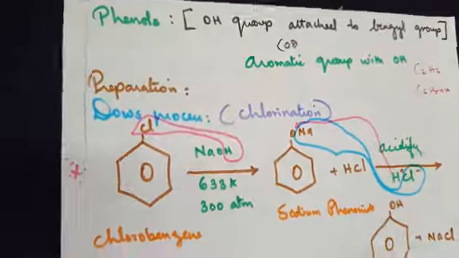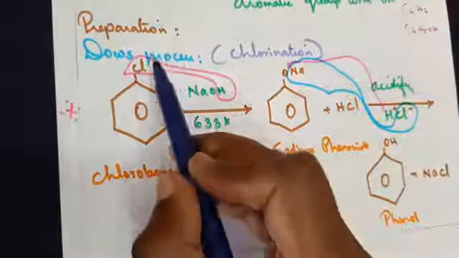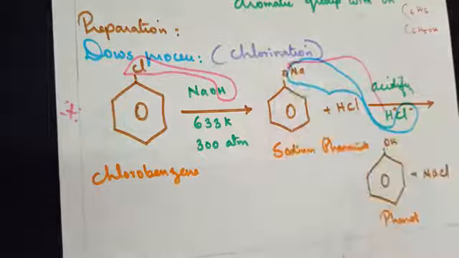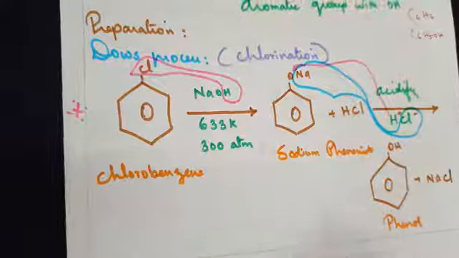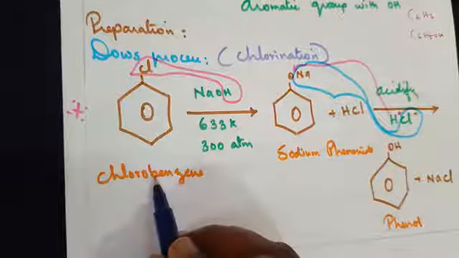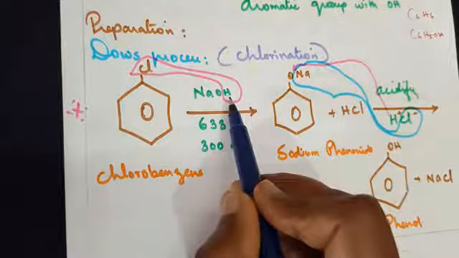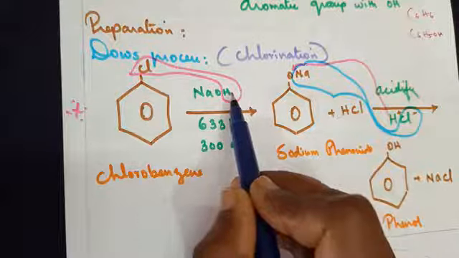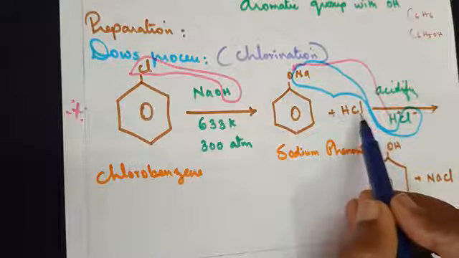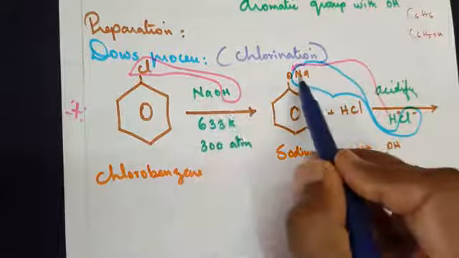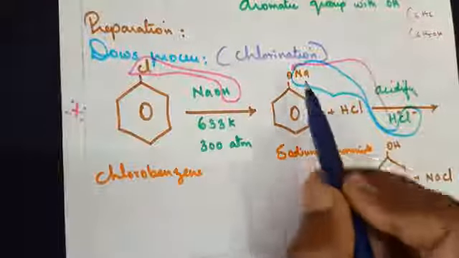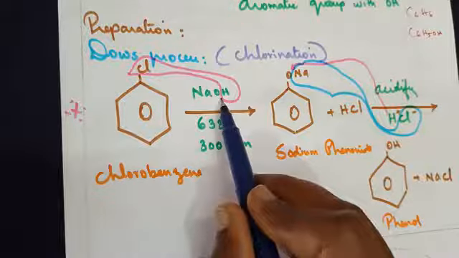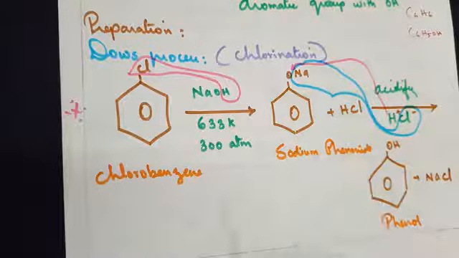So there are a few preparations. The first preparation will be Dow's process, also known as the chlorination method of preparing phenol. Very easy but most often repeated question. Chlorobenzene, when you treat with sodium hydroxide, chloride ion will combine with the hydrogen ion and goes out as HCl. ONa will take the place of chloride ion in the benzene ring. So chlorobenzene, when we treat with sodium hydroxide, we get sodium phenoxide.